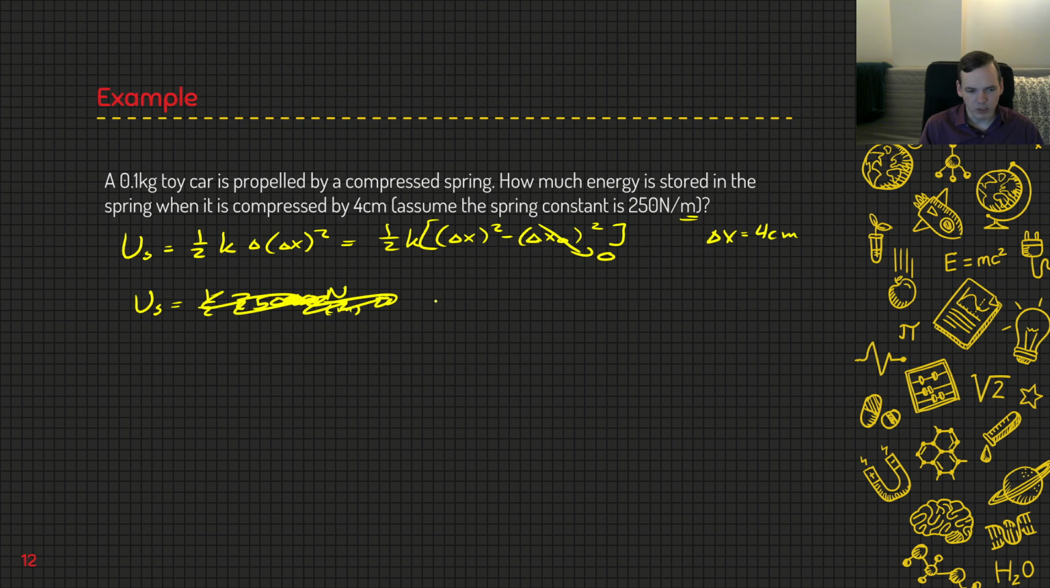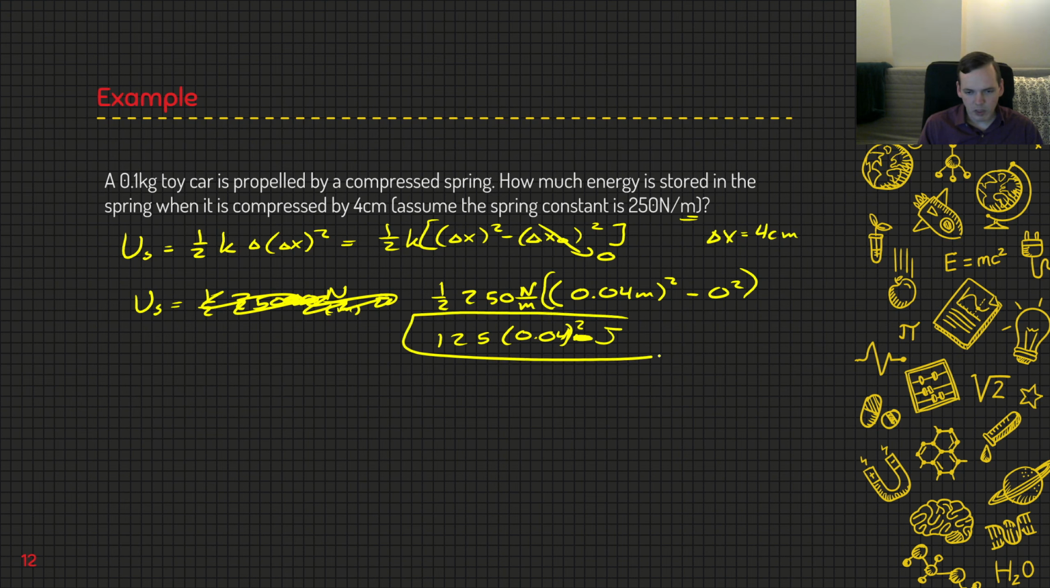So let's clean that up and I'll restart that. 1/2 times 250 newtons per meter, times the delta x of 0.04 meters squared, and then technically it would be minus 0 squared, but we won't worry about that. So that will give me 125 times 0.04 squared joules. And you can go plug this into your calculator. I'm not going to bother to do that calculation right now, but that's what we're going to have for the change in spring potential energy.